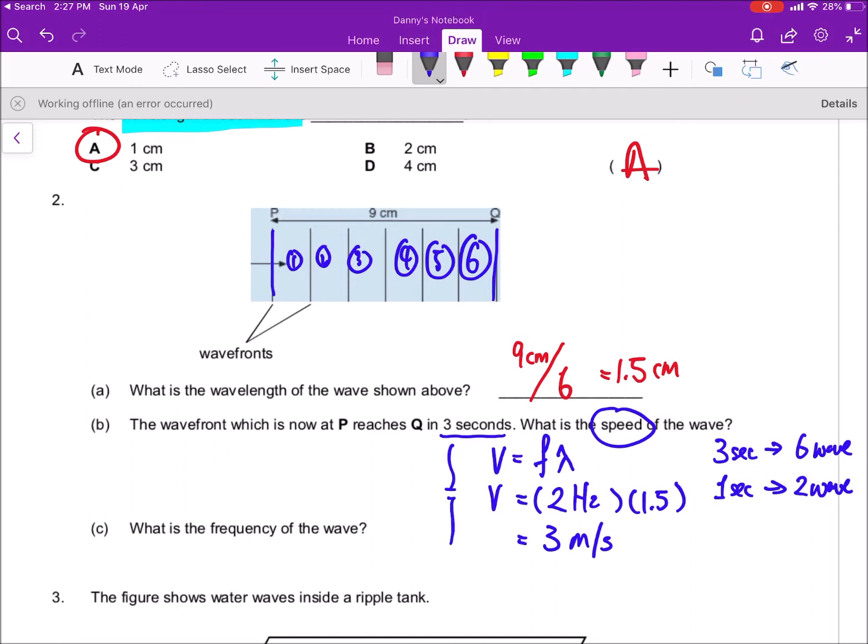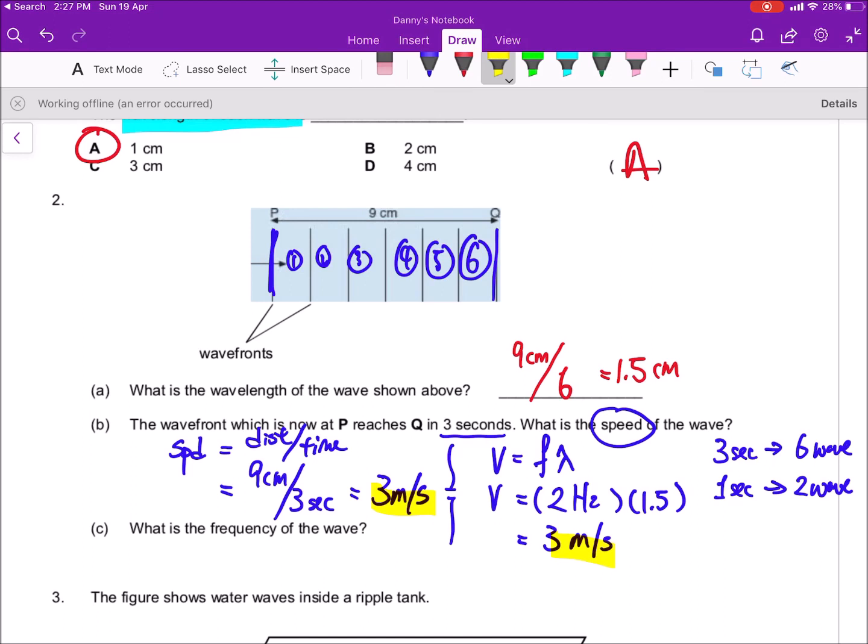How about another approach? Can I find the speed using the simple formula of distance over time? Yes, we can measure the speed of the wave by measuring how fast the crest actually moved along a certain distance. So in this case, the crest has actually moved 9 cm within a time of 3 seconds. So with that, I would know that my speed of wave is 3 meters per second. So as you can see, it agrees.